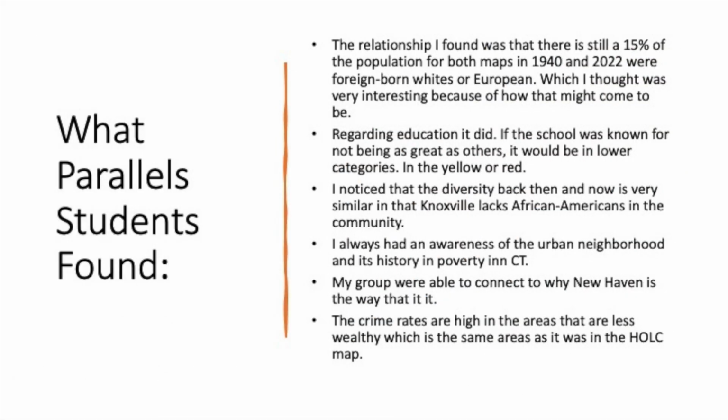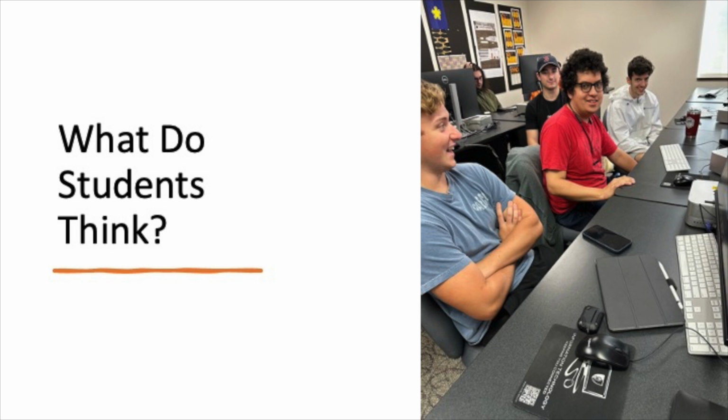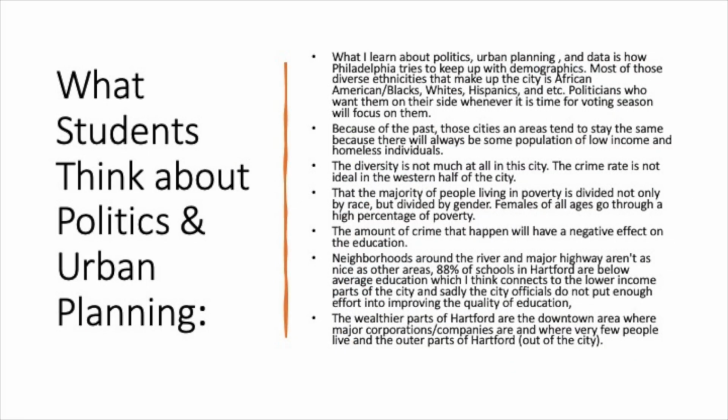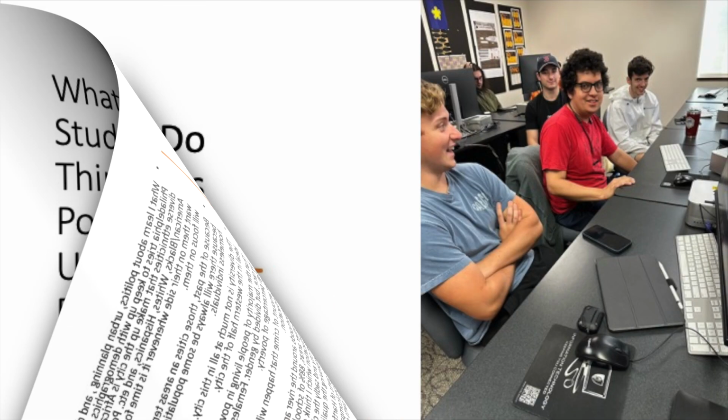What parallels did students find? As you can see on the slide, students found parallels between the maps and many issues today. They also found similar distributions of ethnic and economic levels within neighborhoods within the cities they studied. What students think about politics and urban planning. In general, students found the efforts of urban planning as ineffective, with a realization that most cities still had areas of poverty and wealth.